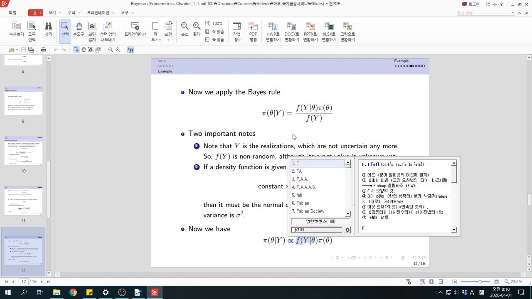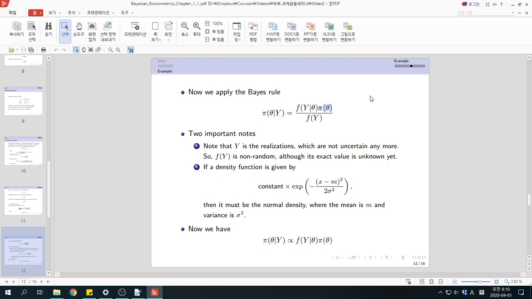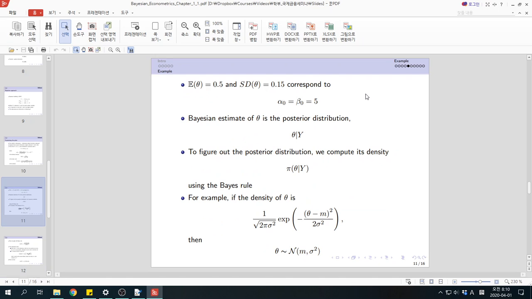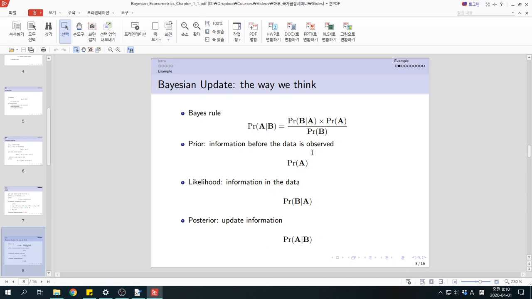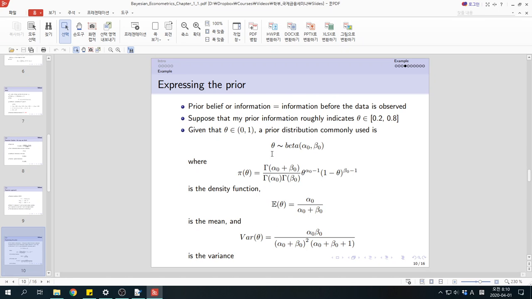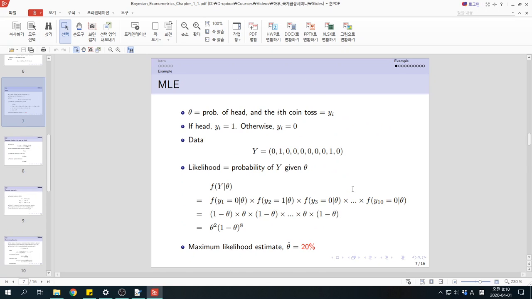This is the likelihood. And what is pi of theta? Pi of theta is called the prior. This is our prior for theta, and we have the prior density here. So here is pi of theta, and here is f of y given theta.